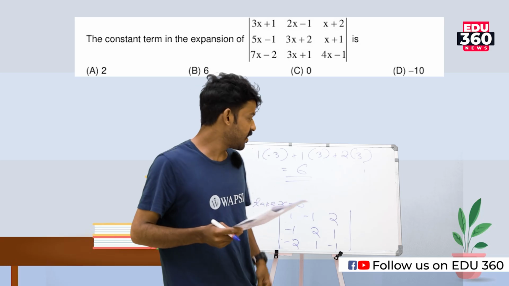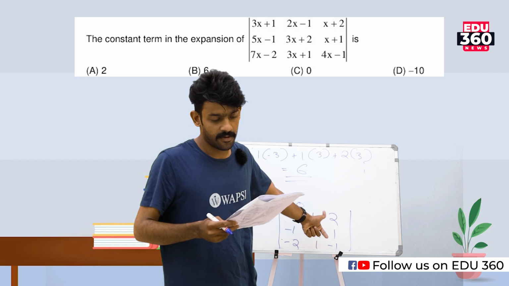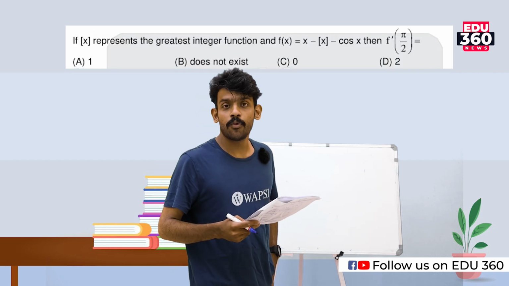Option B is the correct answer. That means 6 is the correct answer. The constant term in the expansion is 6. Okay, so we can move on to the third question.